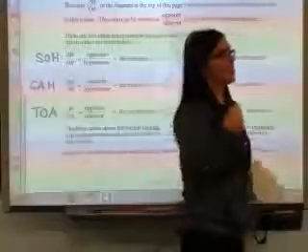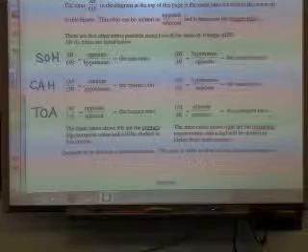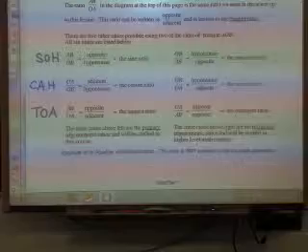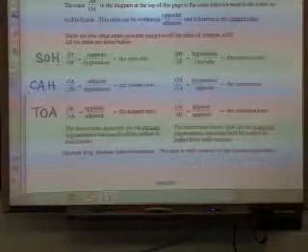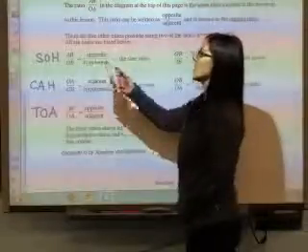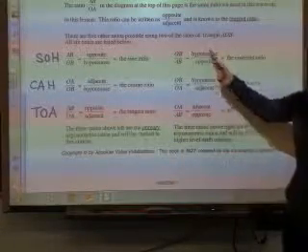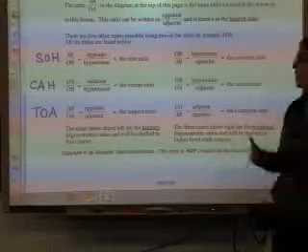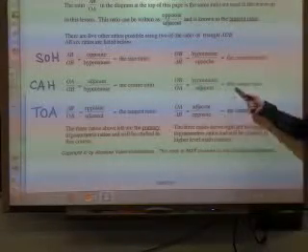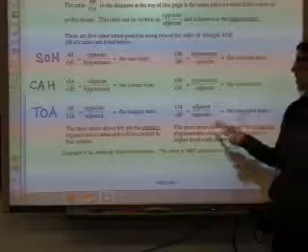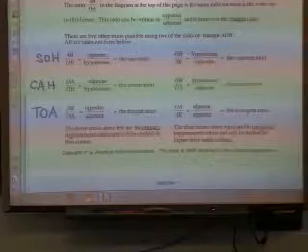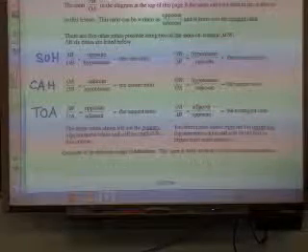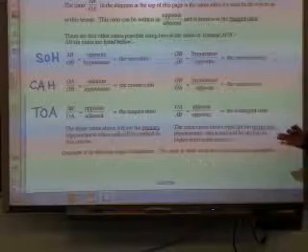Now, with these three trig functions, they're called primary trig functions. There are also secondary trig functions, or what we call reciprocal trig functions. If instead of going opposite over hypotenuse, I went hypotenuse over opposite, I would get a cosecant ratio. If I went hypotenuse over adjacent, I would get secant. And if I went adjacent over opposite, I would get cotangent. These we don't look at this year in depth, but it is good to know that they exist.